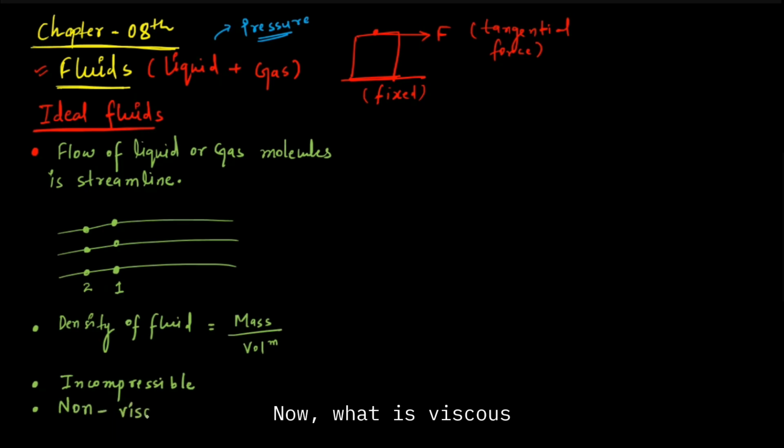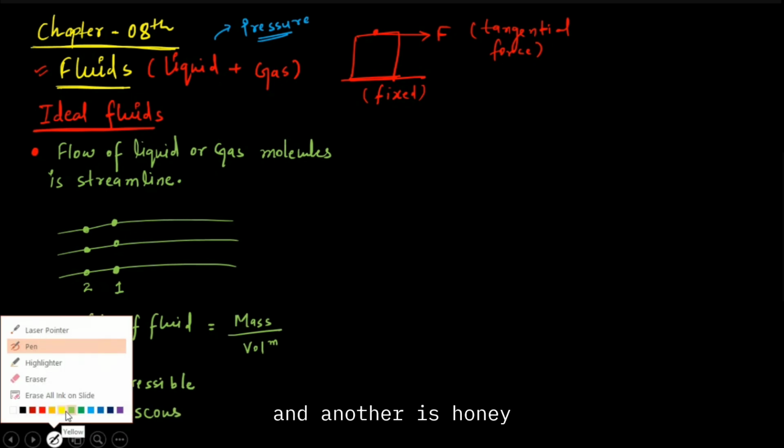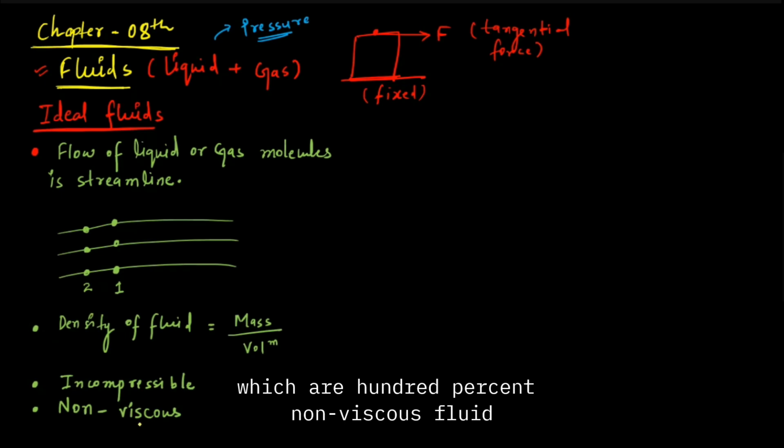Now, what is viscous? Viscous means the thickness, or the flow, of any liquid which is quite thick in nature. For example, if I take two different types of liquids, let's say one is milk and another is honey. In case of honey, we will observe that it is more thick in nature, or the particles are more bound to each other. So that makes honey more viscous, whereas milk is less viscous. So ideal fluids are those fluids which are 100% non-viscous.